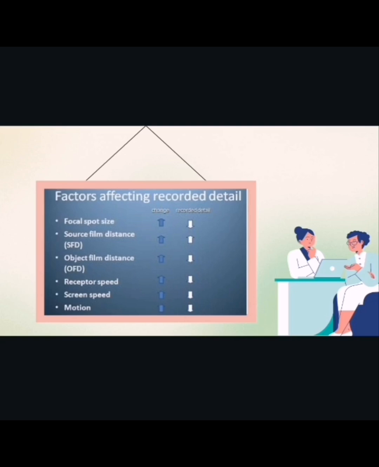Next is the object-film distance. When it increases, the recorded detail decreases. And the receptor speed, if it increases, the recorded detail decreases also. And when the screen speed increases, the recorded detail decreases. And the motion, when it increases, the recorded detail decreases also.